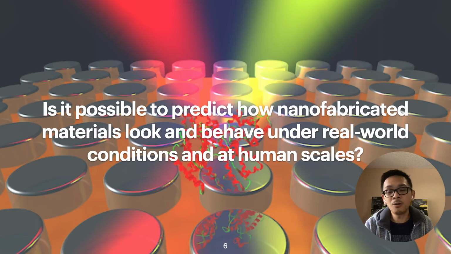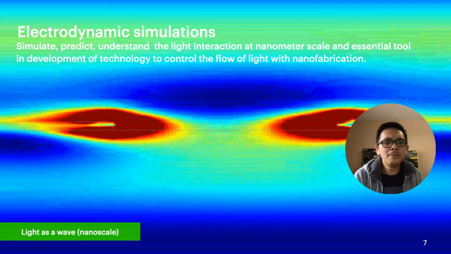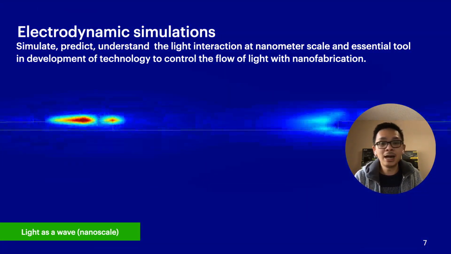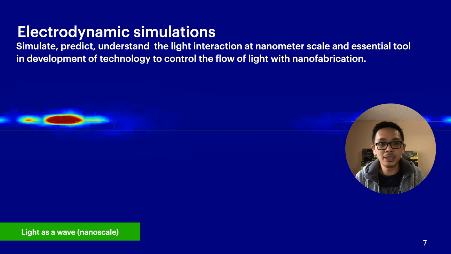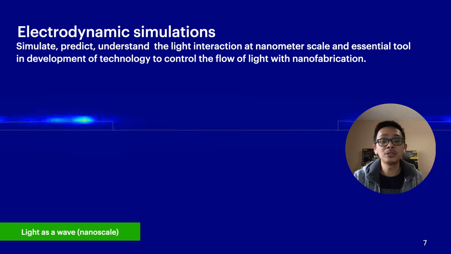So the question in our thesis is: is it possible to predict how a nanofabricated material looks and behaves under real-world environments, at human scale? The purpose of this thesis is to utilize computational methods that use wave and particle simulation at different size scales to generate the visual appearance of nanomaterials. Electrodynamic simulation is one example that simulates light as a wave, to predict and understand light interaction at the nanoscale.